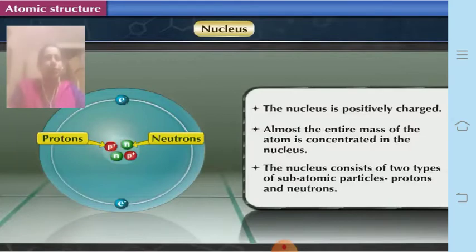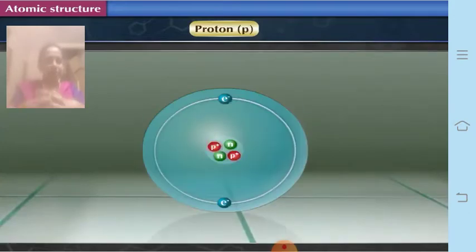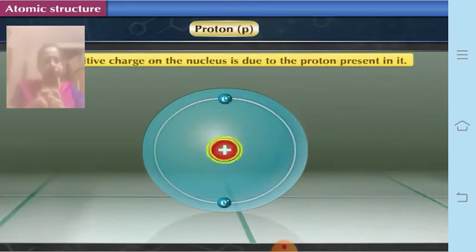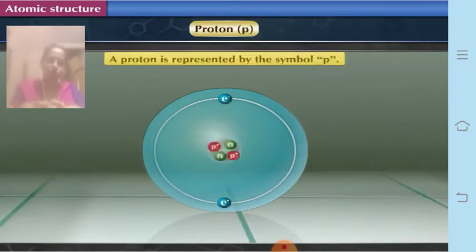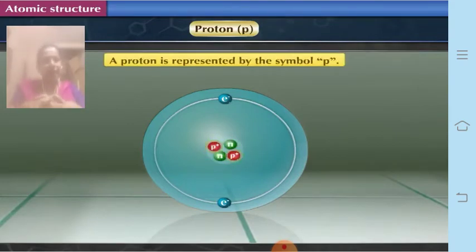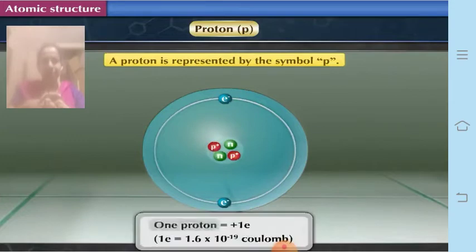Together they are called nucleons. So first we will discuss the nuclear part, that is the proton, whose symbol is P. Protons are, always remember, positively charged, as I have already mentioned before. The positive charge on the nucleus is all because of the protons present in it, and a proton is represented by the symbol P.